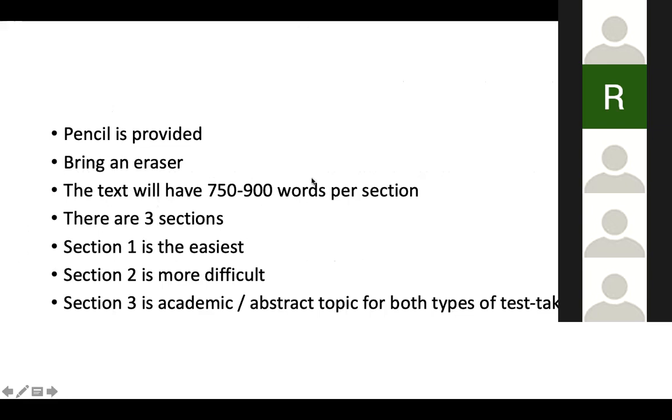The reading section will contain about 750 to 900 words per section. There are 3 sections for both types of test takers: section 1, section 2, and section 3. The difficulty level keeps increasing as you go on to the next section. So section 3 is the most difficult for both types of test takers. Guys, if you've got any doubts, feel free to stop me and ask me questions, and we will move on, okay?